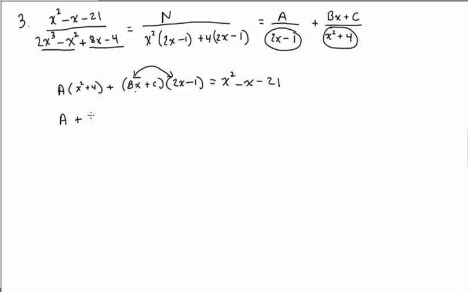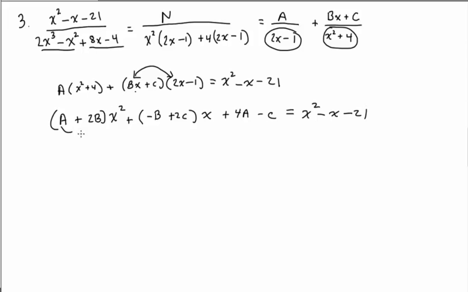So I need a plus 2b to precede the x squared. Next, what precedes the x? So I like to say plus minus b plus 2c will precede the x. And finally constants, a plus 4a and a minus c equals x squared minus x minus 21. So these two will have to equal 1 because the coefficient here is 1. These will equal negative 1, coefficient here, and the constants will equal negative 21.